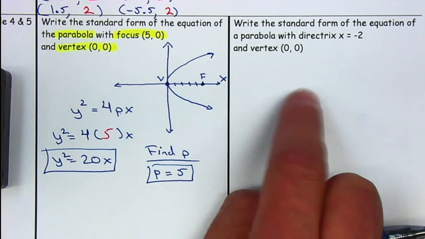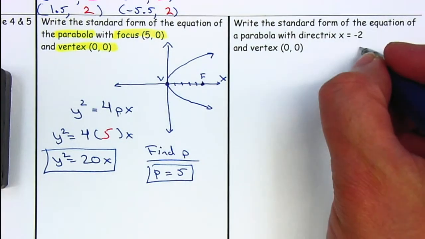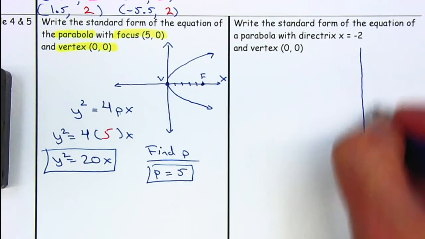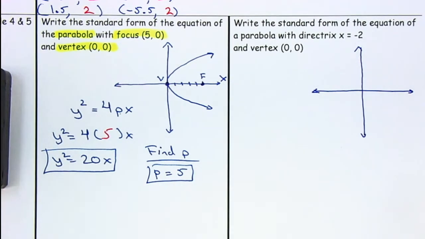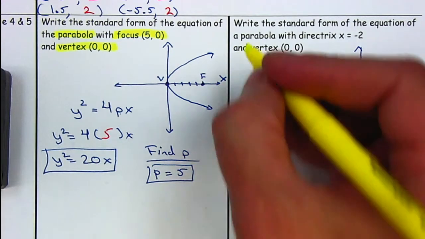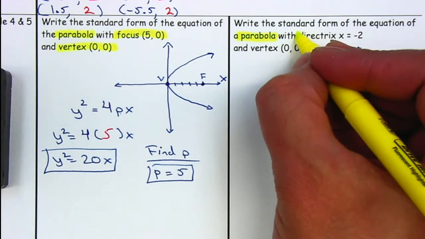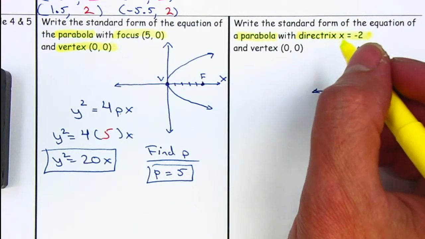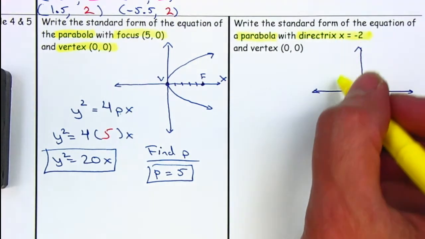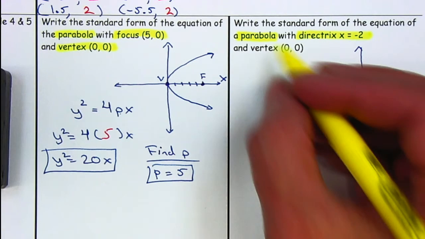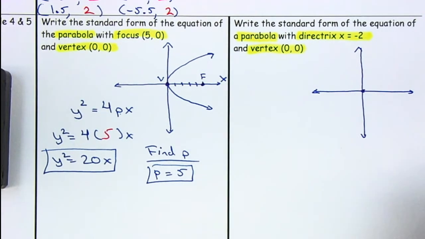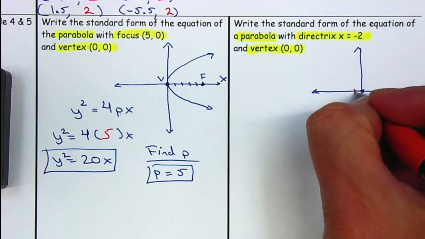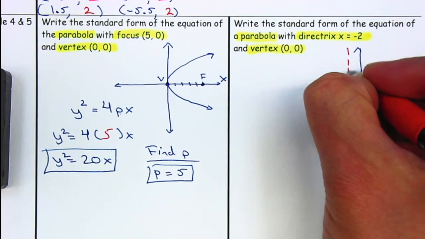Let's do the last example, example number 5. I'm going to draw the x-axis and y-axis. I'm going to plot the points. It says, write the standard form of the equation of a parabola. They give you the directrix, in this case it's crossing the x-axis, so they give you the vertical line for the directrix. And the vertex is (0, 0), which is your origin. Your directrix is x = -2, so I'm going to go 1, 2, and that'll be a vertical line.